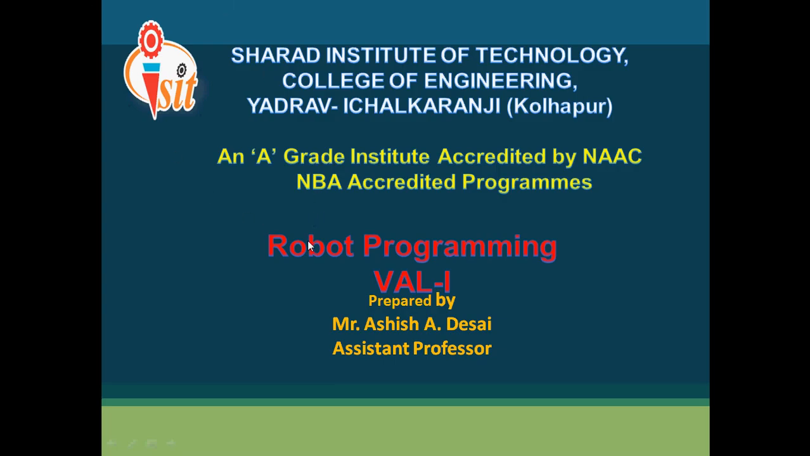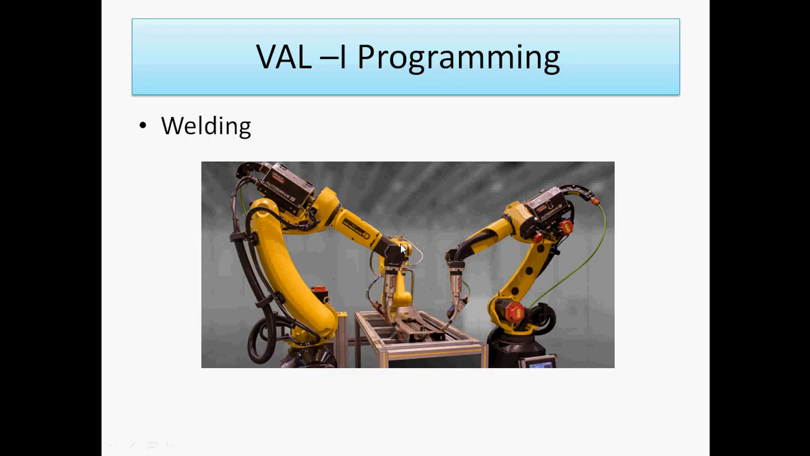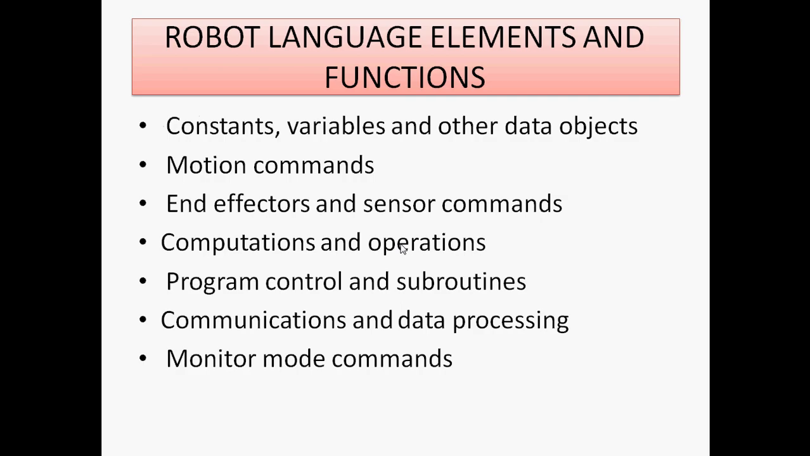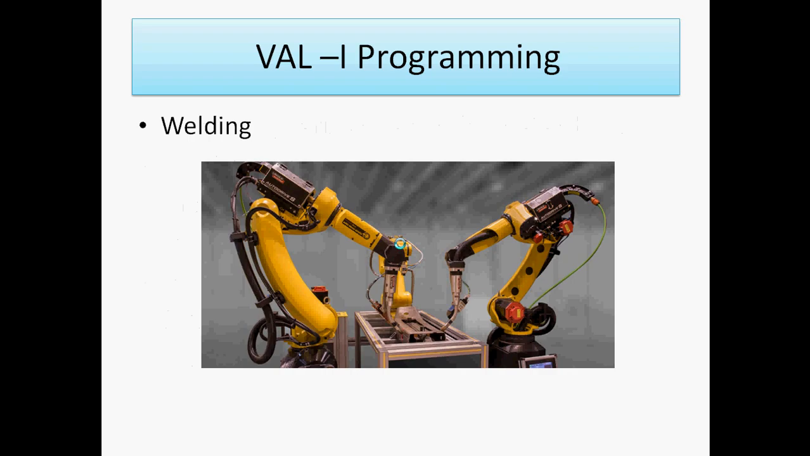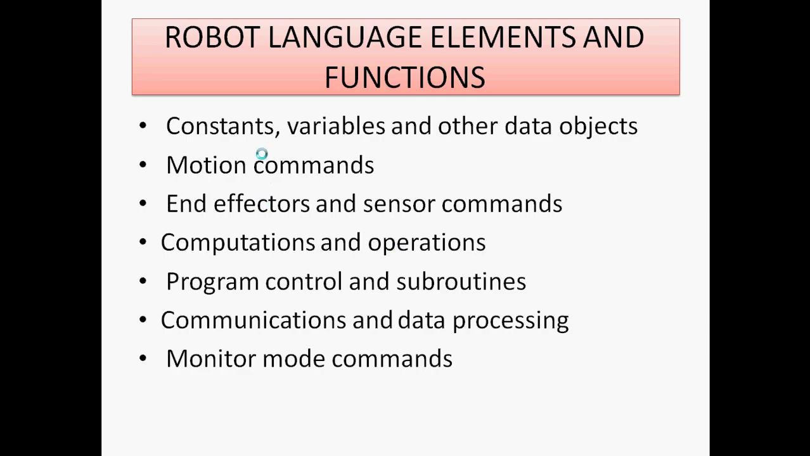Today we are going to discuss robot programming on Val 1, that is the Variable Assembly Language. In that Val 1 programming, we are going to discuss the program on welding operation. Before that, we are going to discuss the robot language elements and functions.